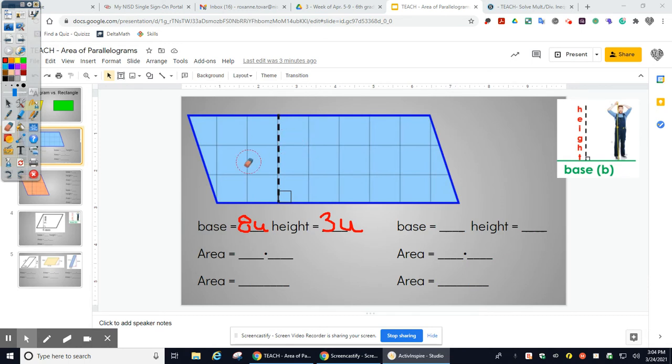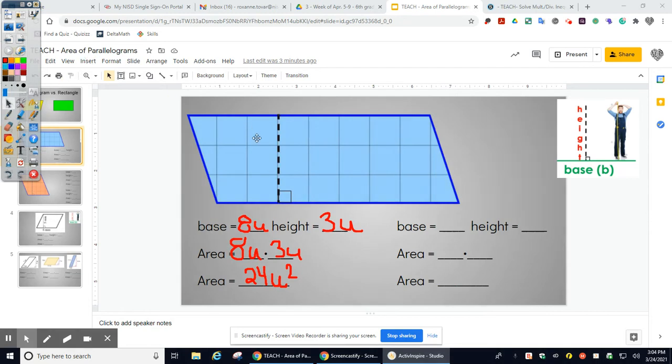Now, here, to find the area of a parallelogram, we're going to do the same thing as we would a rectangle. We're going to take our base, which is 8 units, and our height, which is 3 units, and 8 times 3 is 24, and units times units is units squared. So the area of this parallelogram is 24 units squared.